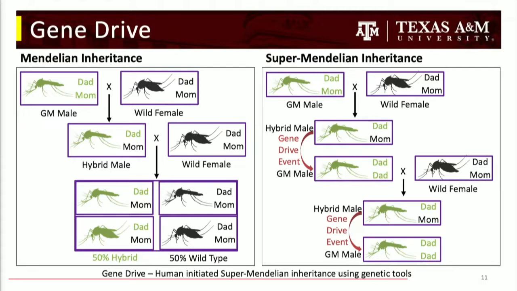And so super Mendelian inheritance is sort of a more broad term. So that's any time that a gene is pushing through a population. It could happen through natural processes. It could be just selective breeding. So it could be human initiated. Gene drive specifically is human initiated, but specifically using genetic tools like CRISPR or TALENs or homing endonucleases or something. But so that's the difference between gene drive and super Mendelian inheritance. Super Mendelian is more of a general term.